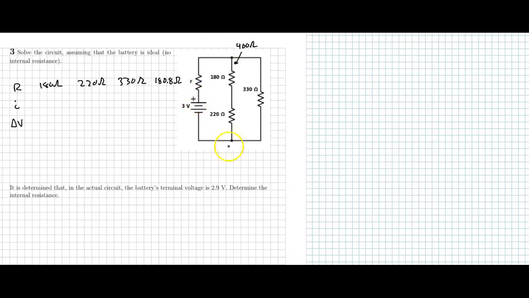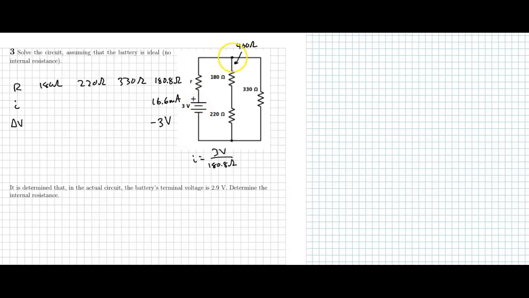So plus 3 volts across the battery. Once I've gone across the whole thing, I'm going to have to lose all 3 volts. So then I apply Ohm's law there. I is 3 volts over 180.8 ohms. This will give us 16.6 milliamps of current. So that's the current through the battery.